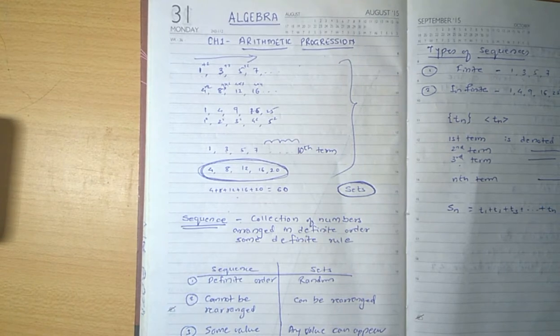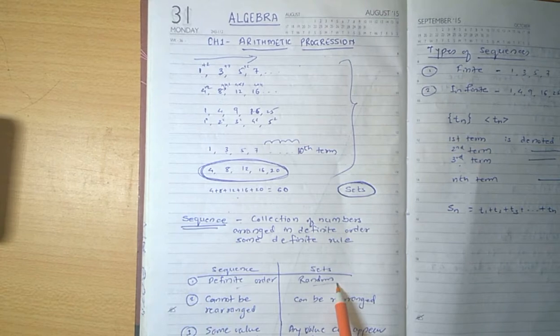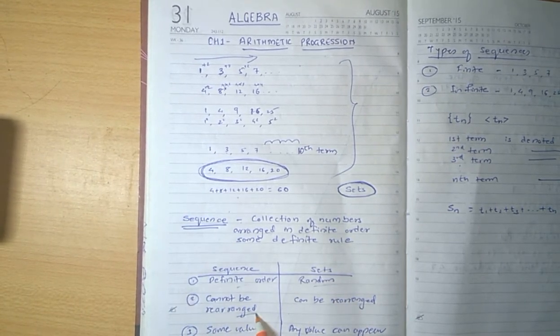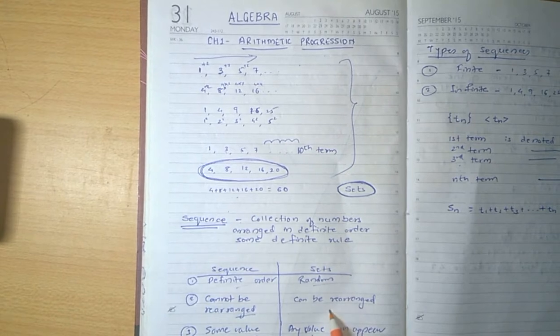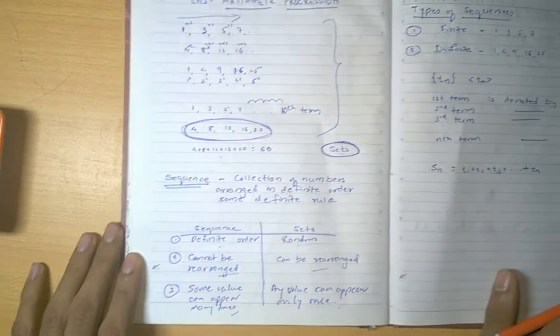So what is the difference between sequence and sets? A sequence has a definite order. In sets, the numbers are random, with no definite order. In a sequence the numbers cannot be rearranged, but sets can be rearranged. In a sequence the same value can appear many times, and in sets any value can appear only once. This is the difference between sequence and sets.